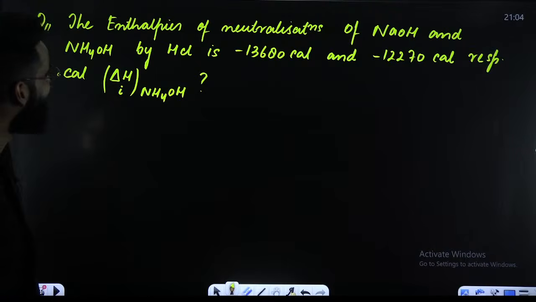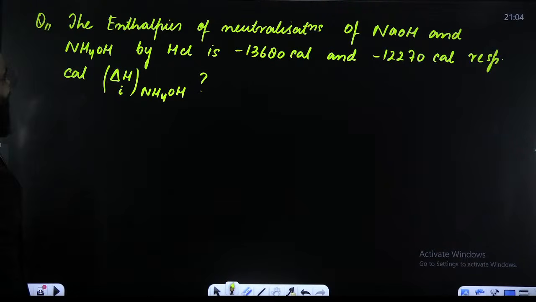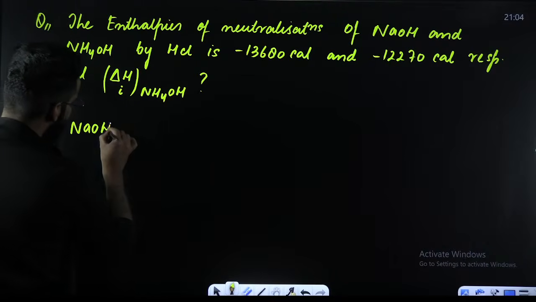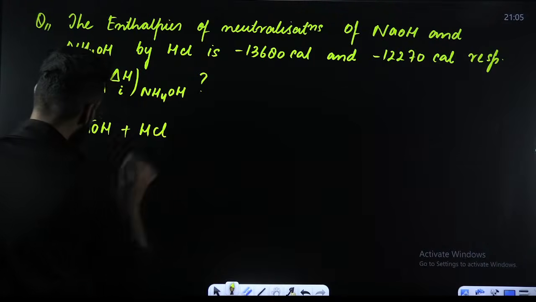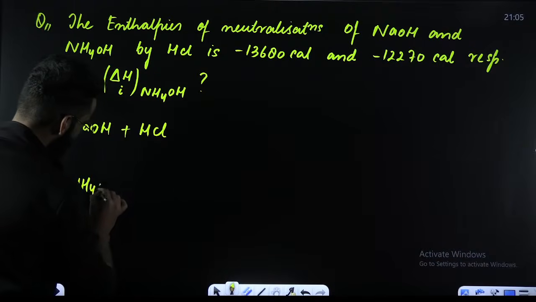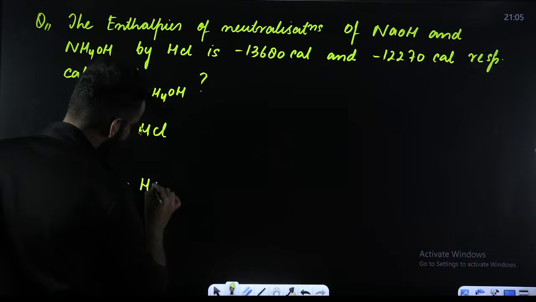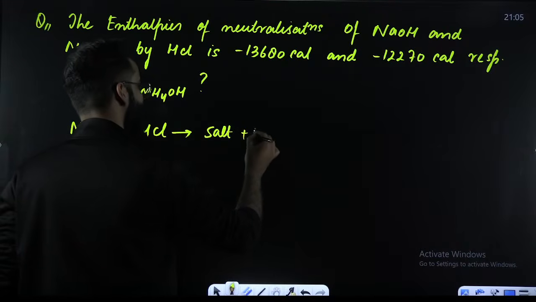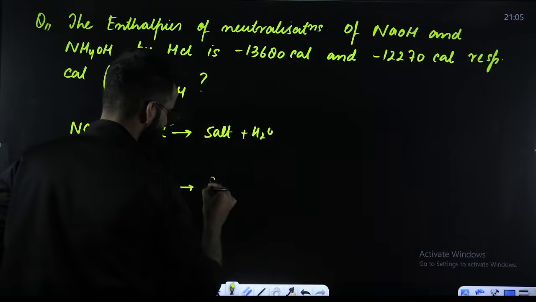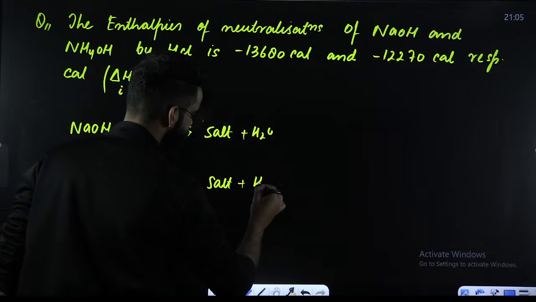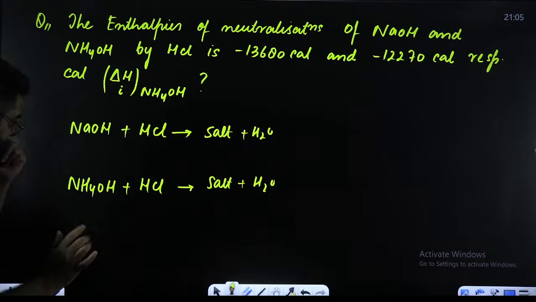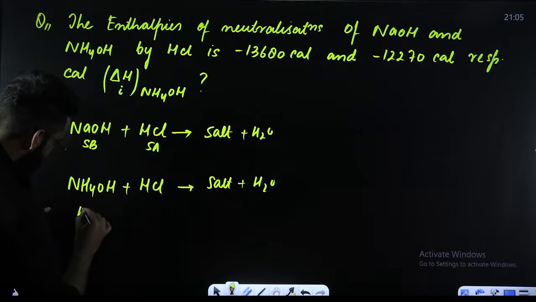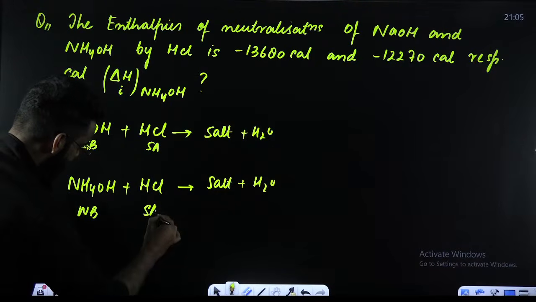See guys, the enthalpy of neutralization of NaOH and NH4OH by HCl. So first of all, NaOH plus HCl. In the second case, NH4OH plus HCl. What do you get? You get salt and water here. Similarly, in the second case, again we get salt and water. Now, understand carefully. This is your strong base. This is your strong acid. This is your weak base. This is your strong acid.